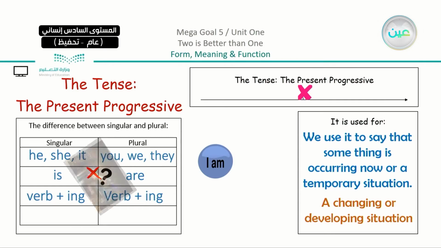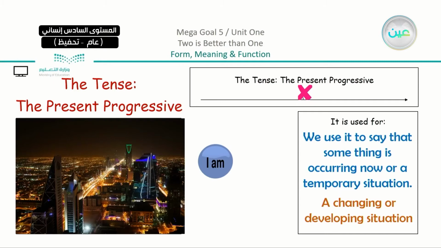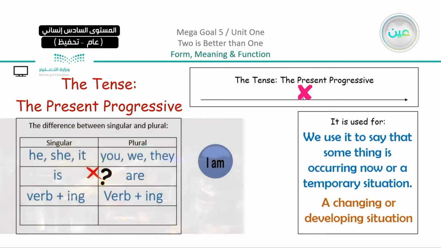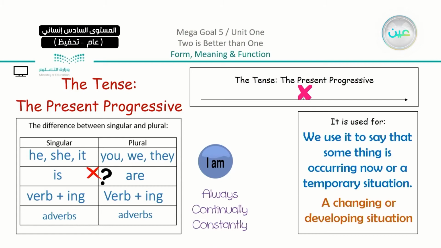Now we have here an example we can say about Riyadh. Riyadh is getting bigger and bigger. So here I just had the part about Riyadh and how it is getting bigger and bigger. It is in a changing situation, which means that we have here the present progressive used for another meaning. And also to cover up, I mentioned something about using different adverbs such as always, continually, and constantly.